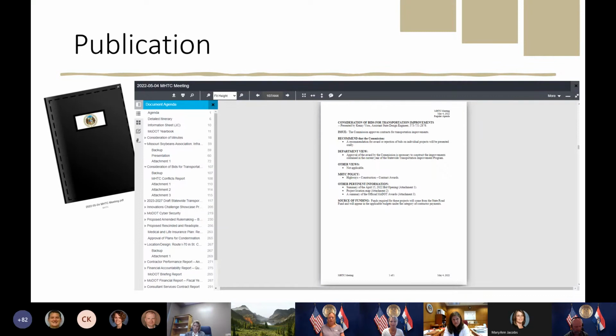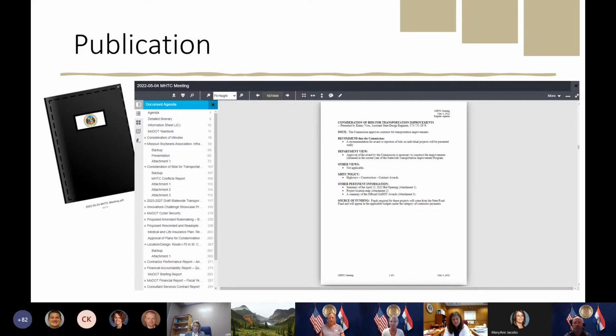The final eBook containing the agenda and all applicable meeting material is published to the Commission and Senior Management Team site under the appropriate meeting date, located in the Open Commission Meeting Library on the Commission Secretary SharePoint site.